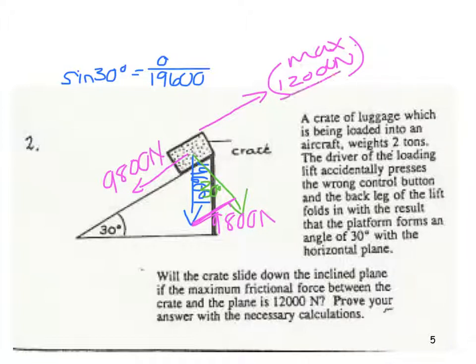The maximum frictional is 12,000. 12,000 is greater than 9,800, so it won't slide down the slope.